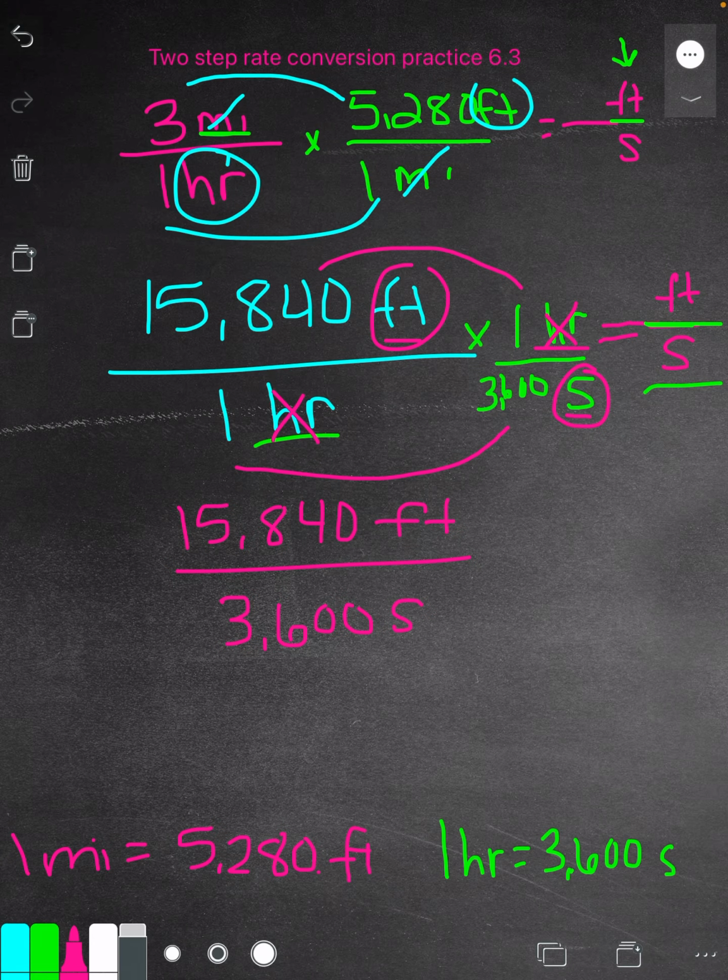So I need to divide, and I'm going to divide 15,840 by 3,600. That ends up being 4.4. And we just write our answer as feet over seconds. Let me show you the other way that we could have done this.